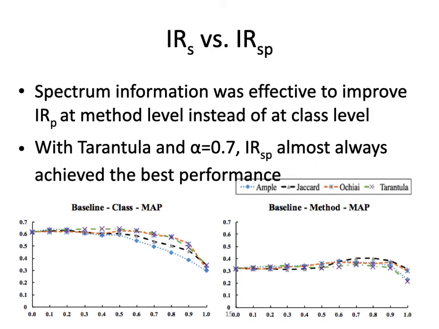We also did a similar comparison between IRS and IRSP. And we found that the spectrum information was also effective to improve IRS at the method level instead of at the class level. There are other similar findings to what we observed for IRC versus IRCP.